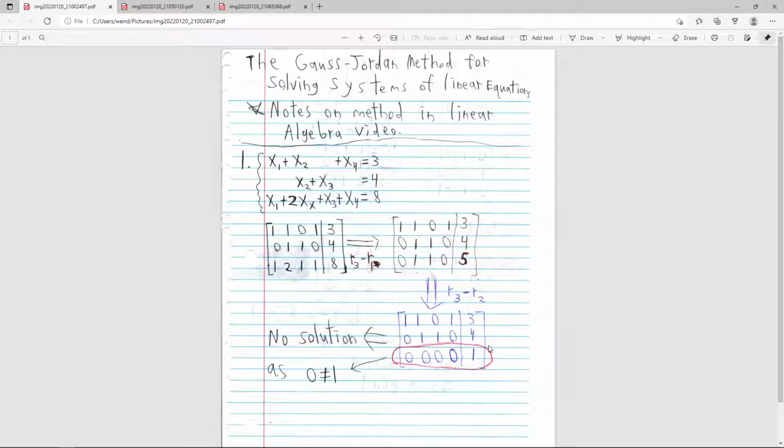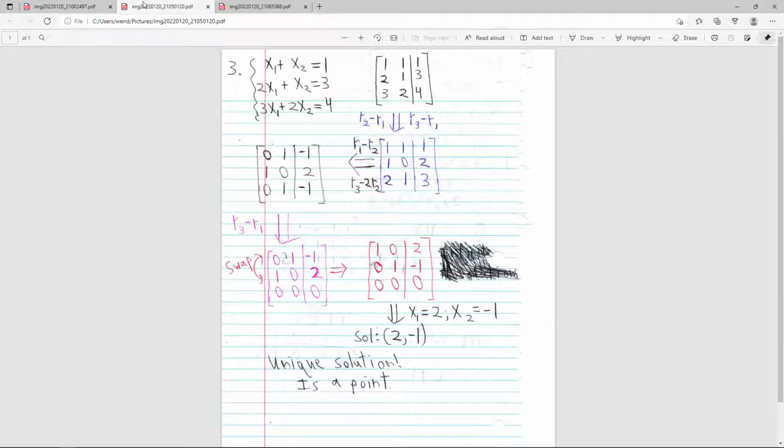So this means there's no solution, as 0 does not equal 1. You can also say that, basically, because you have all zeros and then a 1. This is basically the end point for the Gauss-Jordan algorithm. We have no solution. This one, let's look at this one.